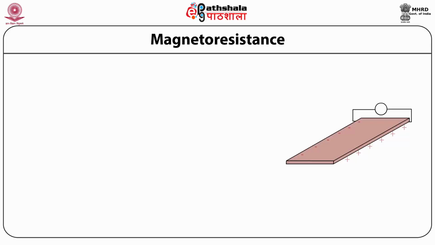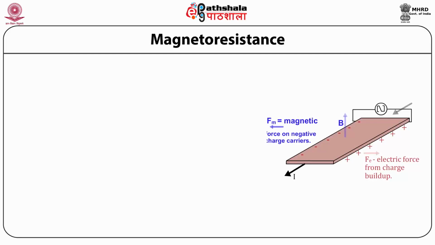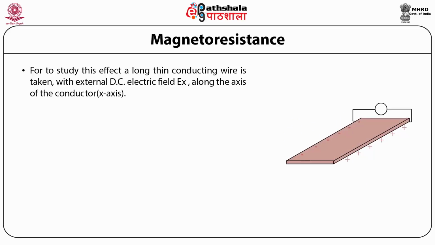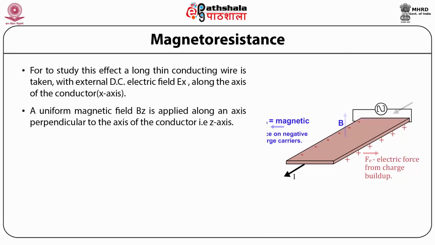This phenomenon is shown in figure 4.4, showing the behavior of a conducting slab under the influence of an external magnetic field. To study this effect, a long thin conducting wire is taken with an external DC electric field Ex along the x-axis of the conductor, and a uniform magnetic field which acts in the z direction, that is, Bz is the applied magnetic field along the z-axis. Then this magnetoresistance is a tensor quantity but only has two components which have a special significance.